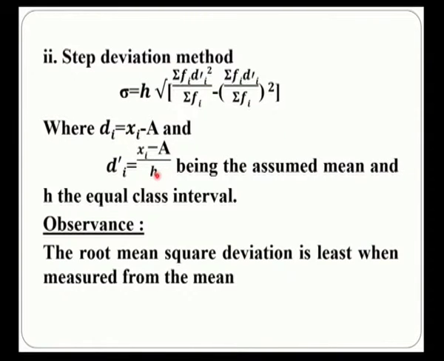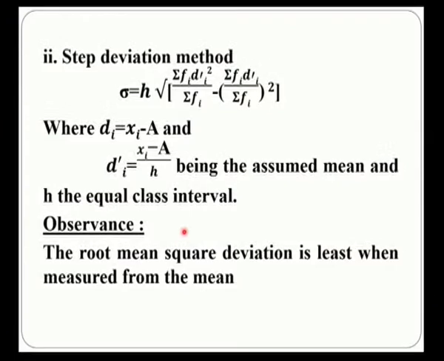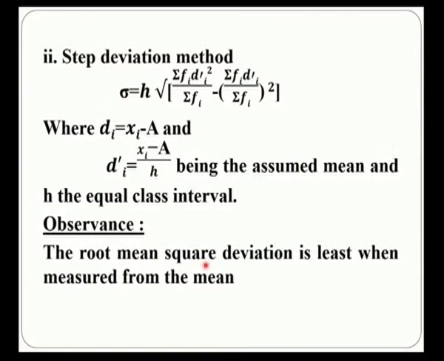This is the assumed mean and h is the equal class interval. From this standard deviation calculation, the following observation is made: the root mean square deviation is least when measured from the mean. You know, the standard deviation can be measured apart from the mean by choosing any arbitrary origin. If the mean is the origin, then the root mean square deviation is least. That is the observation we made in the calculation of standard deviation.